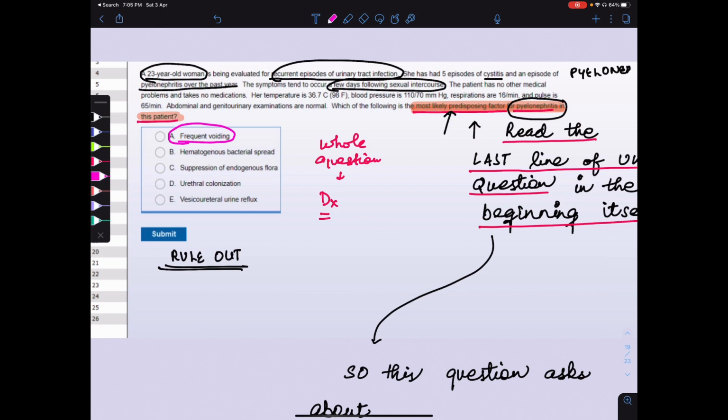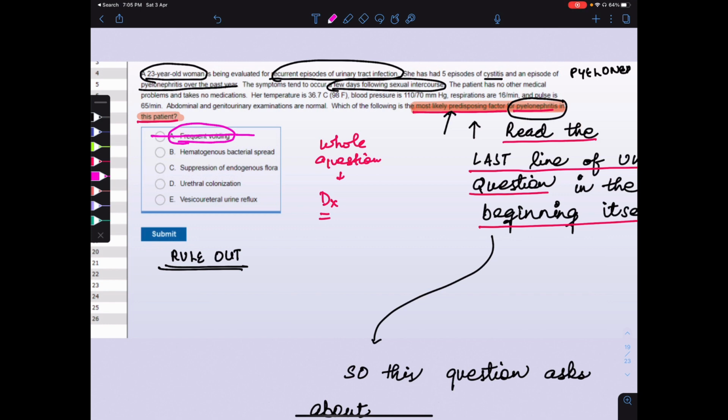Guys, frequent voiding would wash off the bacteria. It is in fact helpful for us if the frequent voiding is happening. Okay, so it's completely wrong. Now coming on to the second thing.